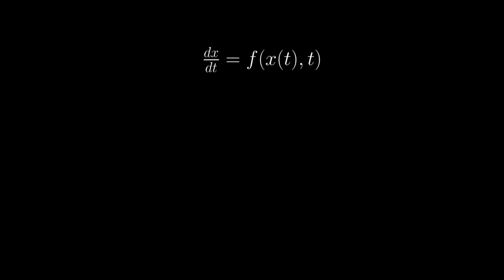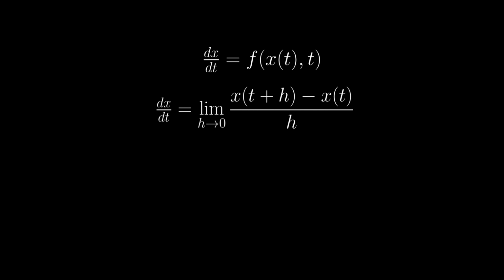To understand Euler, let's recall the definition of the derivative of x(t). dx/dt equals x(t+h) minus x(t), divided by h, in the limit h tends to 0. If we don't take the limit, but instead keep h finite and small, we get an approximation.